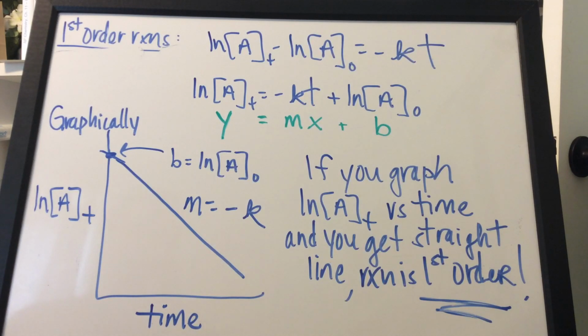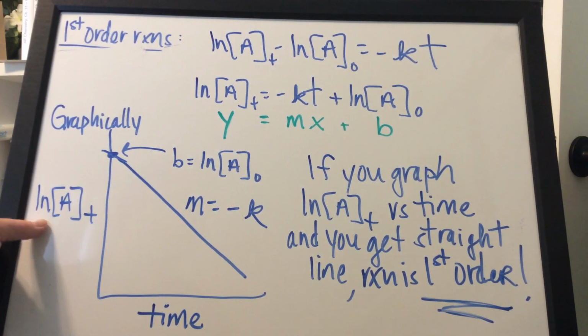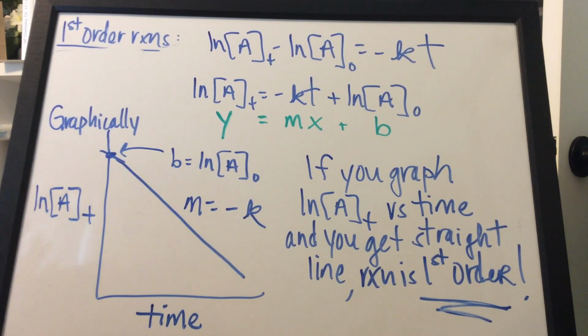In just a little bit, we're going to learn, well, if I didn't get a straight line, how do I know if it's second order or is it zero order or whatnot? So that's where your axes are going to change. Okay, what you're graphing is going to change, and that's going to lead you to a determination of what order the reaction is. So I'm sure right now you're like, I don't really see the point of this, but we'll get there, I promise.